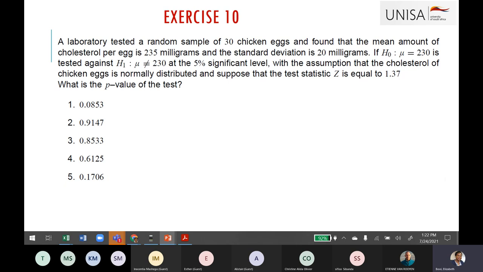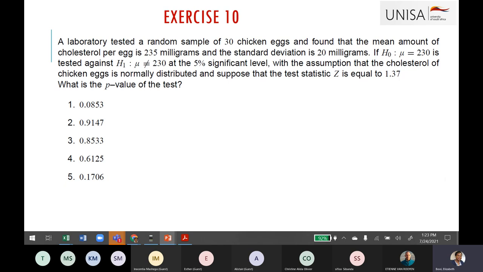A laboratory tested a random sample of chicken eggs and found that the mean amount of cholesterol per egg is 235 milligrams and the standard deviation is 20 milligrams. If the null hypothesis states that the mean is equal to 230, tested against the alternative hypothesis, which states that the mean is not equal to 230 at 5% level of significance, with the assumption that the cholesterol of chicken egg is normally distributed, and suppose that the test statistic is 1,37. Find the p-value.